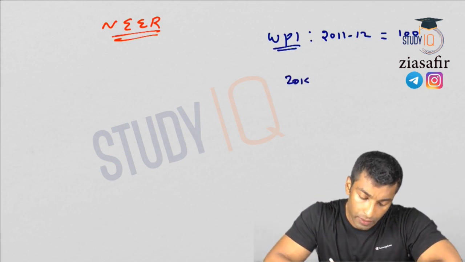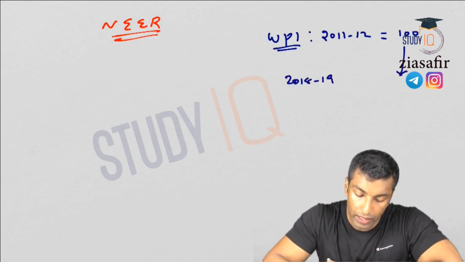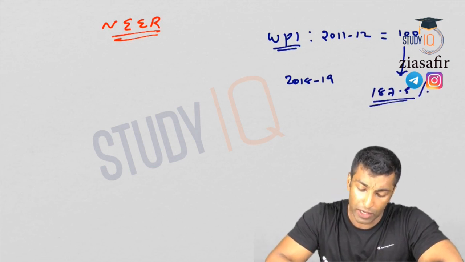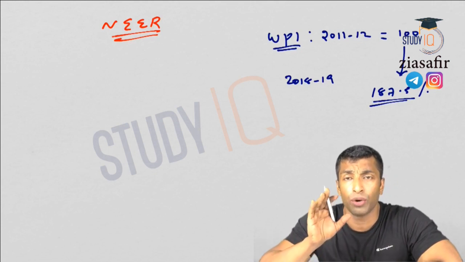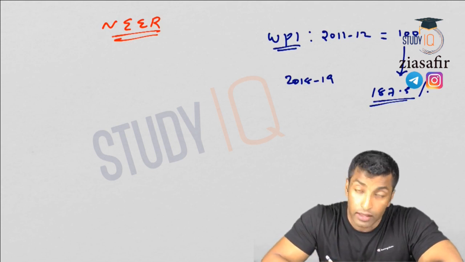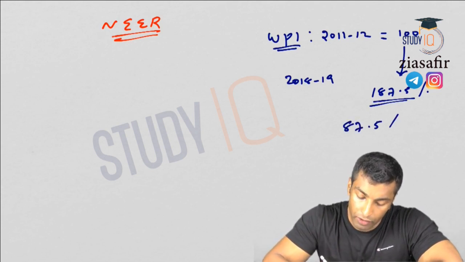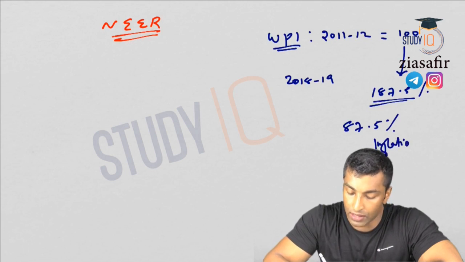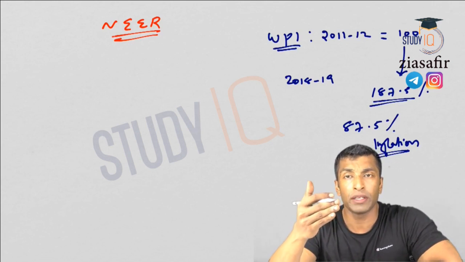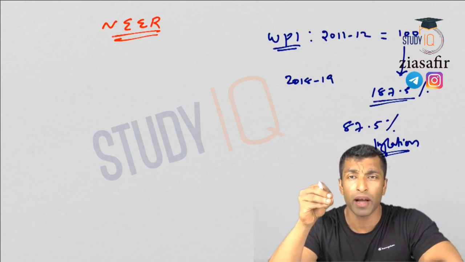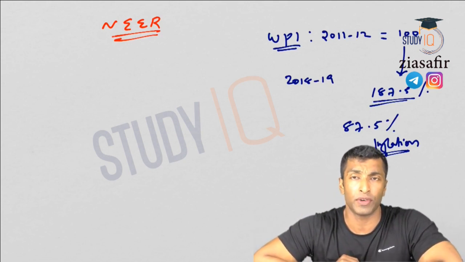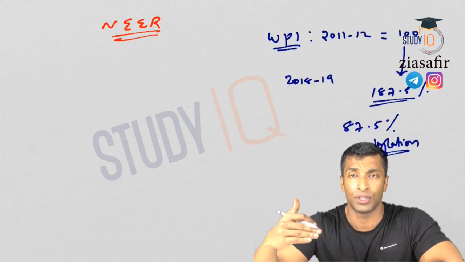Now let's suppose in 2018-19 WPI values increased to, let's say, 187.5. What does this mean? This means that an 87.5% increase is there in the prices of items. So 87.5% inflation is there. This is how you will understand inflation. The things which you bought for 100 rupees in 2011-12, if you need to buy those same items now, how much do you need to spend? 187.5 rupees. That means 87.5% inflation is there. That means you're actually understanding the change.